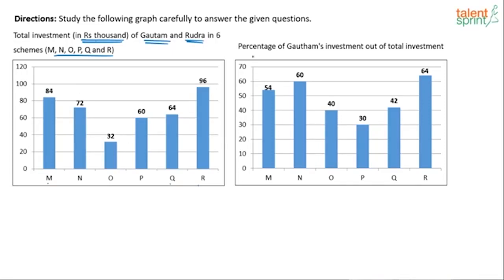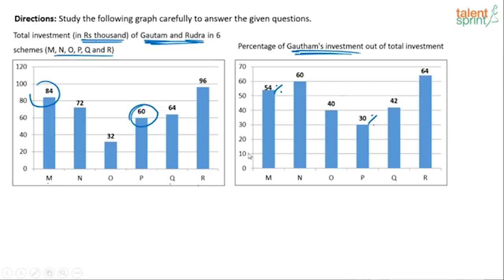There is another graph here. What does it say? Percentage of Gautam's investment out of total investment. So this is only about Gautam. The first bar graph was about Gautam and Rudra together. This is only about Gautam, and this is percentage of investment. So basically in scheme M, Gautam has invested 54% out of the total investment that we see here. In scheme P, Gautam has invested 30% out of the total investment that we see here, and so on.